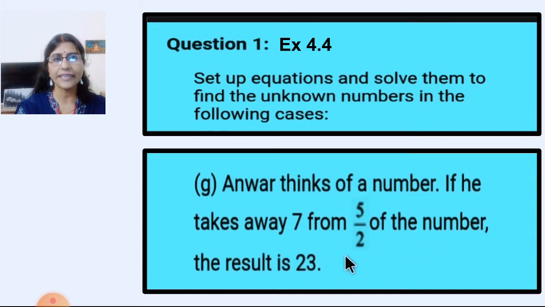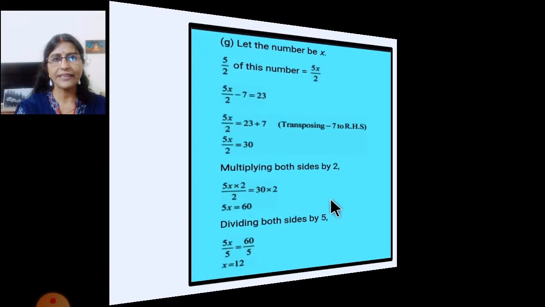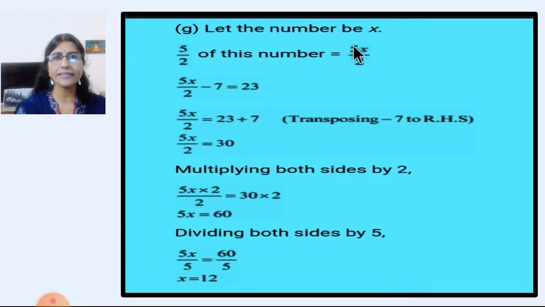Okay. So we'll just see what is given. We will write the number, we have to find out. Let us write what is given in the question. So let the number be x, and then 5 upon 2 of this number will become 5 upon 2 x, that is 5x upon 2, and 7 is taken away from it. Taken away, we have learned before, means minus 7. 5 upon 2 x minus 7 is equal to 23. And now you have got an equation.